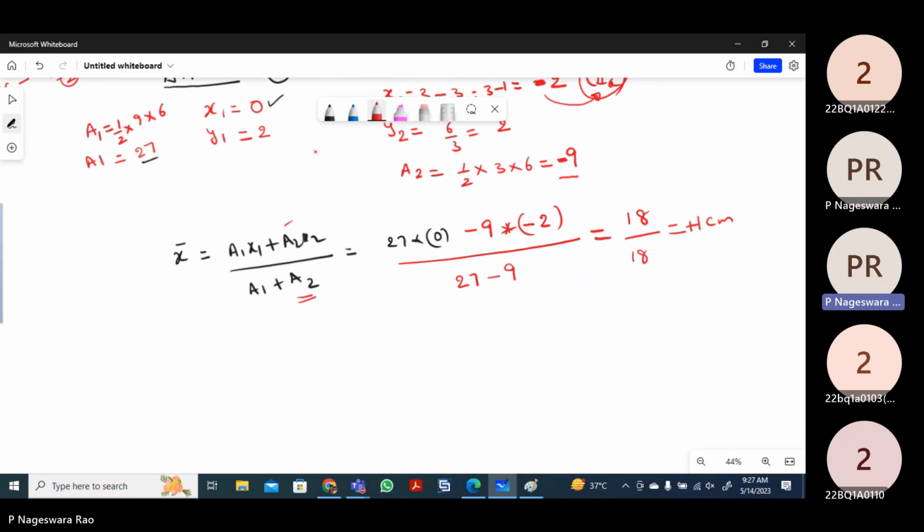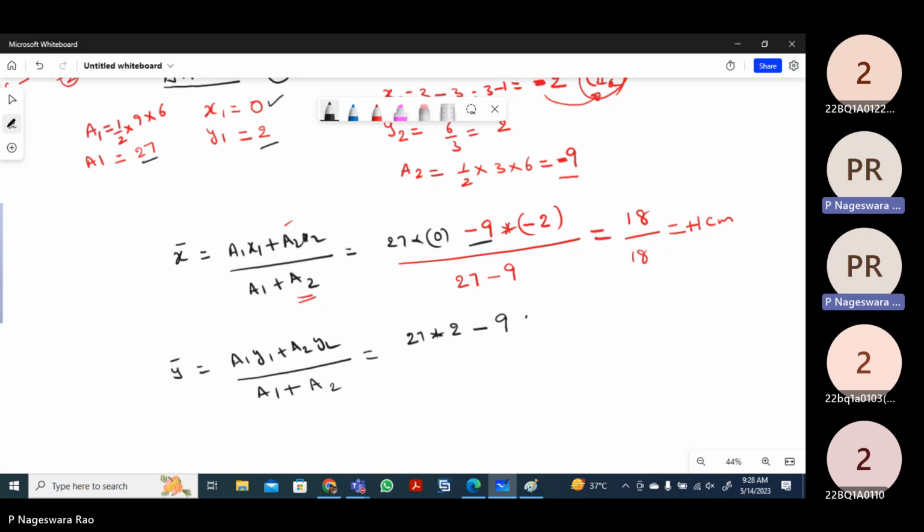Similarly, take the y bar. The formula is the same, A1 y1 minus A2 y2, but the A2 sign will be negative and x2 will be negative, while the y coordinates are positive. First, A1 is 27, the y1 coordinate is 2. Minus, because we have to remember the second area; for that reason we are giving the sign. The second area is 9, and it is minus because we are removing that area.